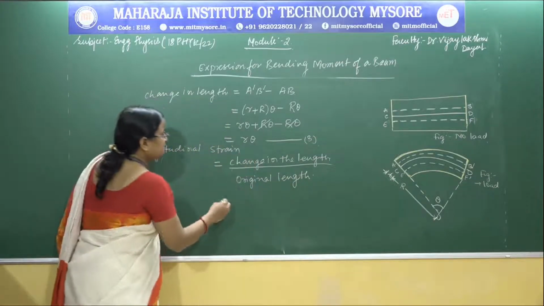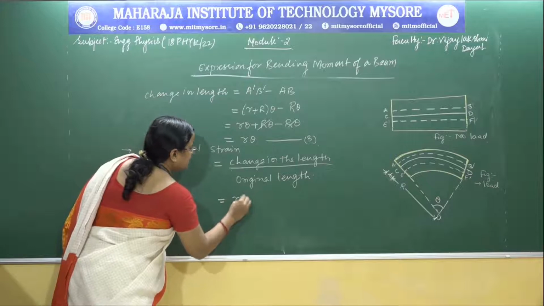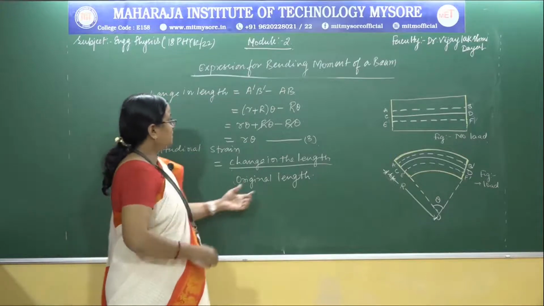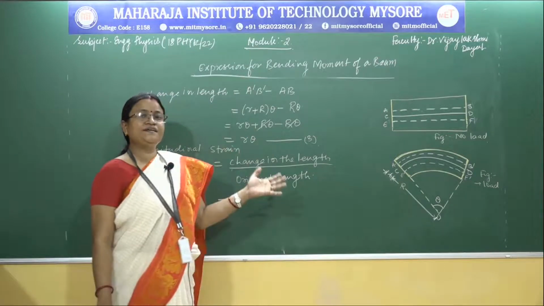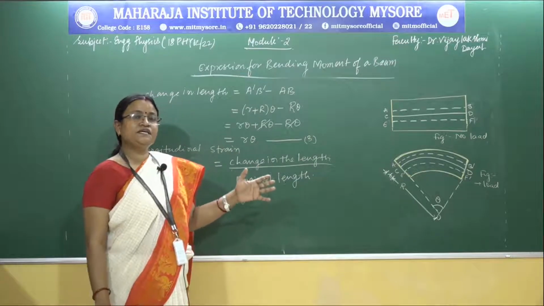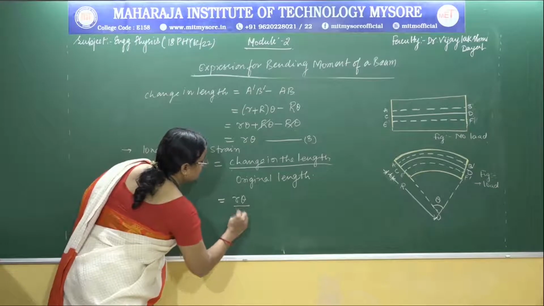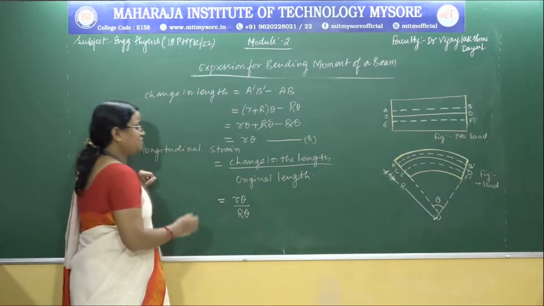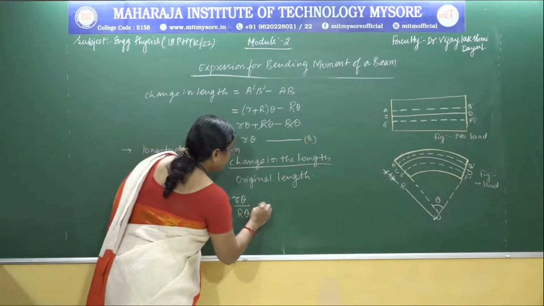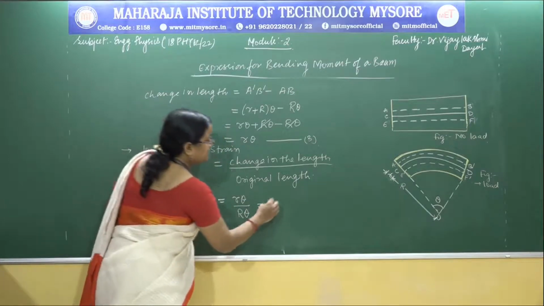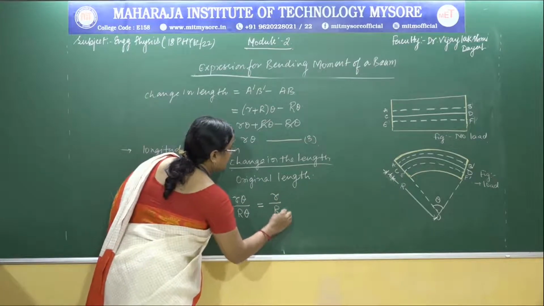So, what is the change in the length? It is R into theta, and the original length, meaning length of CD or AB or EF, is capital R into theta. So, divide by R into theta. So, we get longitudinal strain as theta, theta cancel out, r by R.